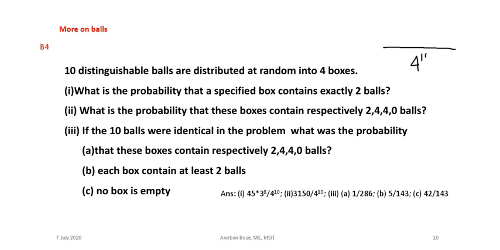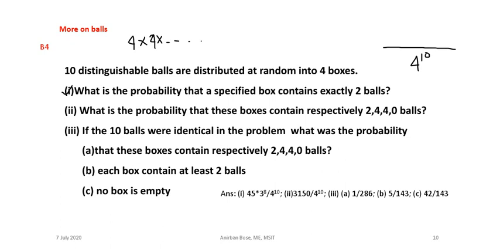because if you consider the first ball, it can be put in any one of the boxes, so there are 4 ways. For the second ball, again there are 4 ways. In this way, for the 10 balls it will be 4 to the power 10. Now what is the event for which you have to find the probability? The first problem asks: what is the probability that a specified box contains exactly 2 balls?